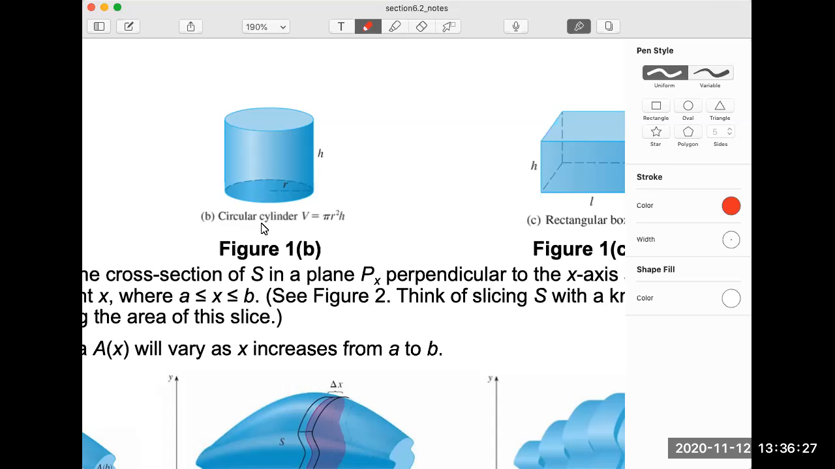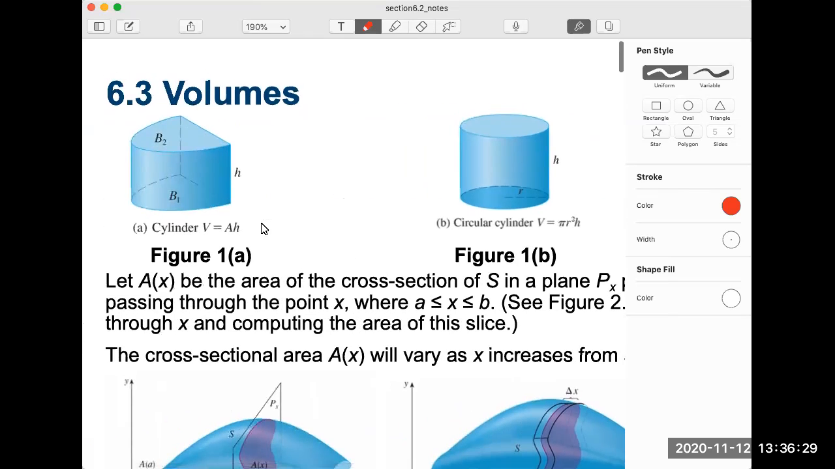Okay? Or sometimes we're given the cylinder with bases B1 and B2. They are the same, but in different planes. And the height of this cylinder is h. So in general, this volume will be the base area multiplied by the height.